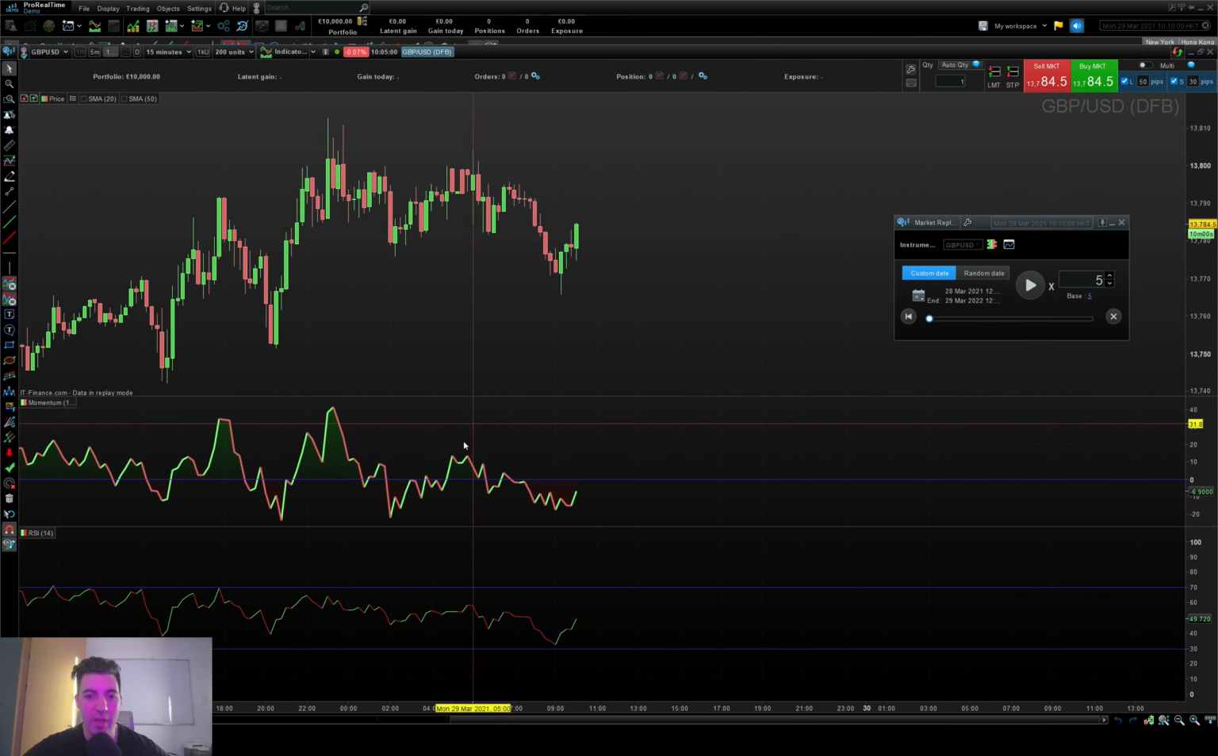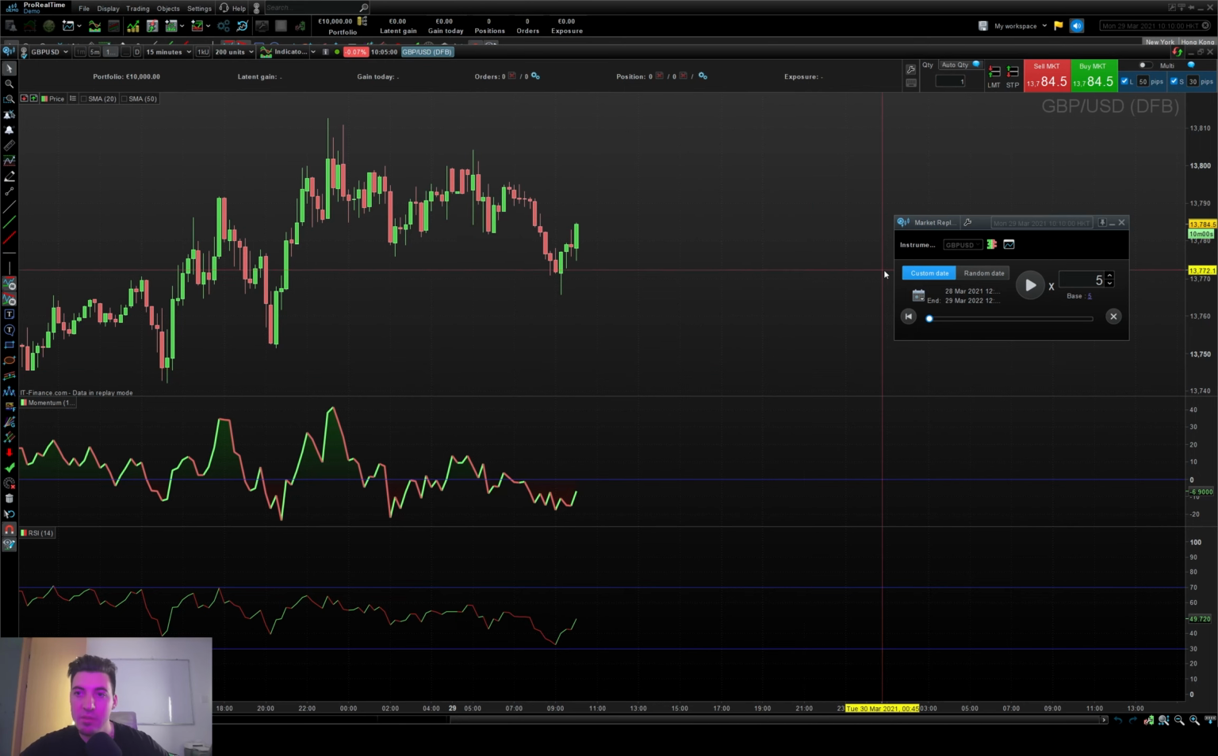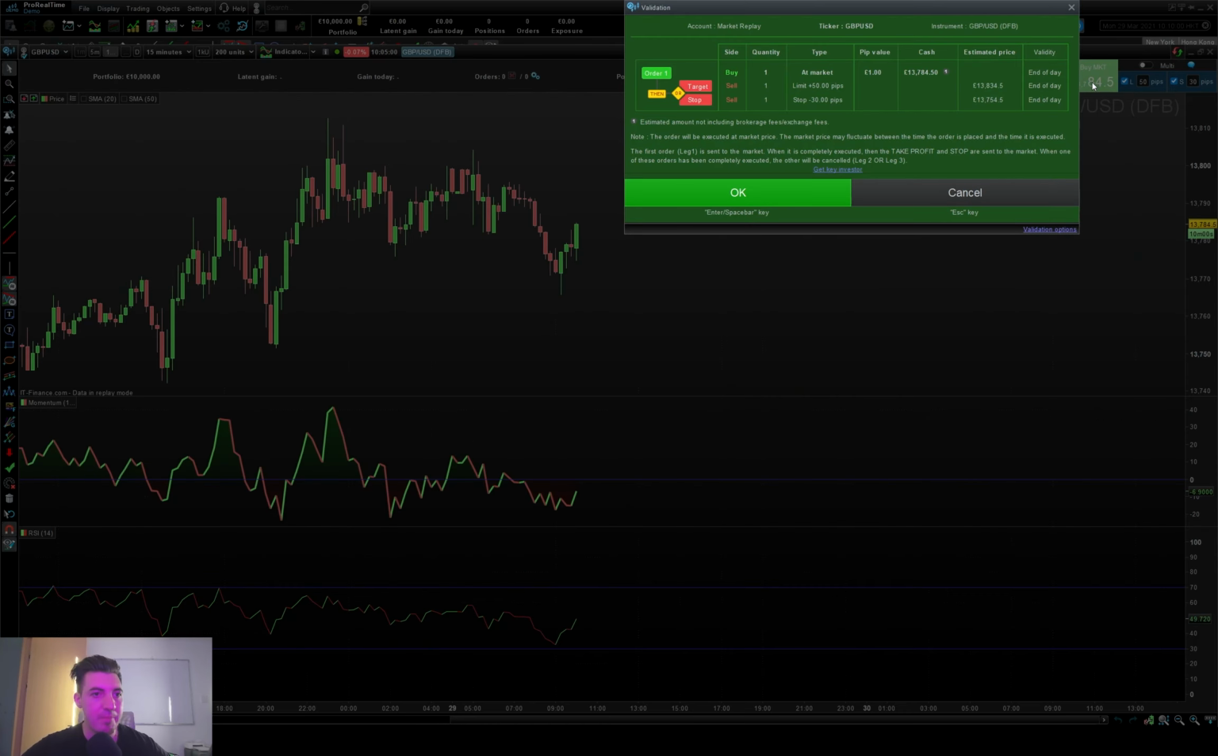Okay, so you can see now that there's quite a big surge into the uptrend. The momentum is starting to go in the opposite direction, back into the upside, and the RSI is beginning to move away from being oversold. So we might want to consider putting in a long position here. Let's give it a try.